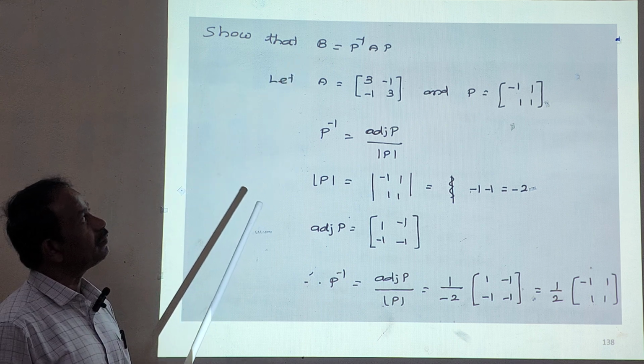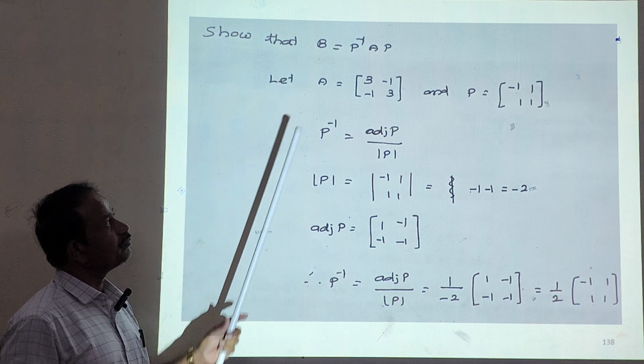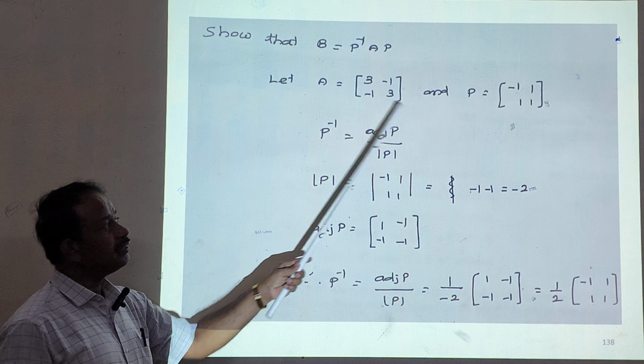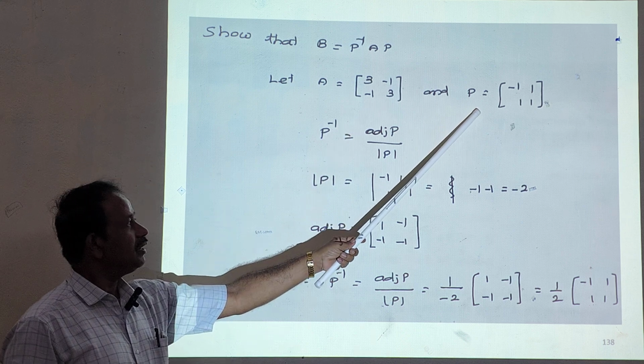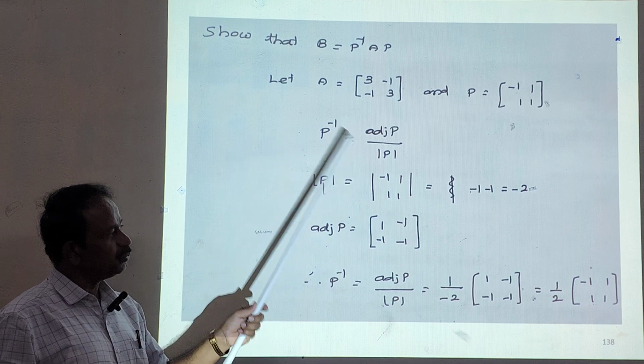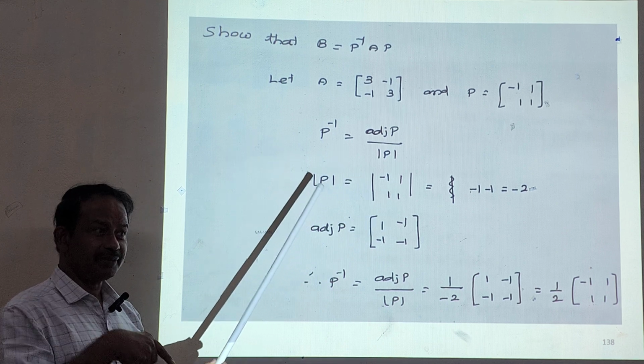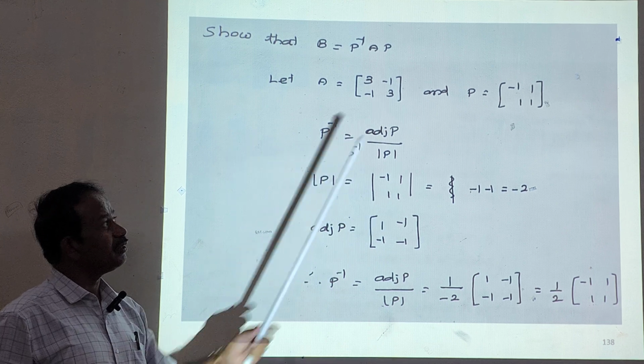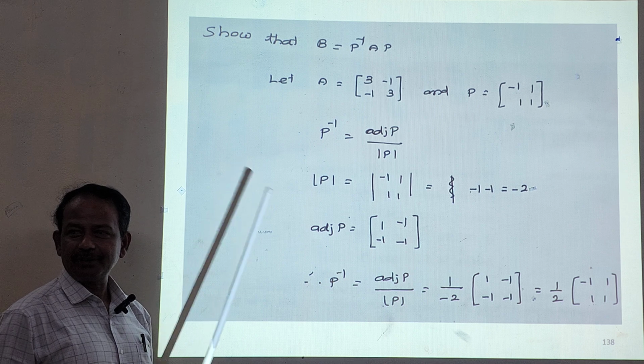Show that B equals P inverse AP. So A is given as this, P is given as this, and of course we can do the same way as we have done earlier. How to find out P inverse?